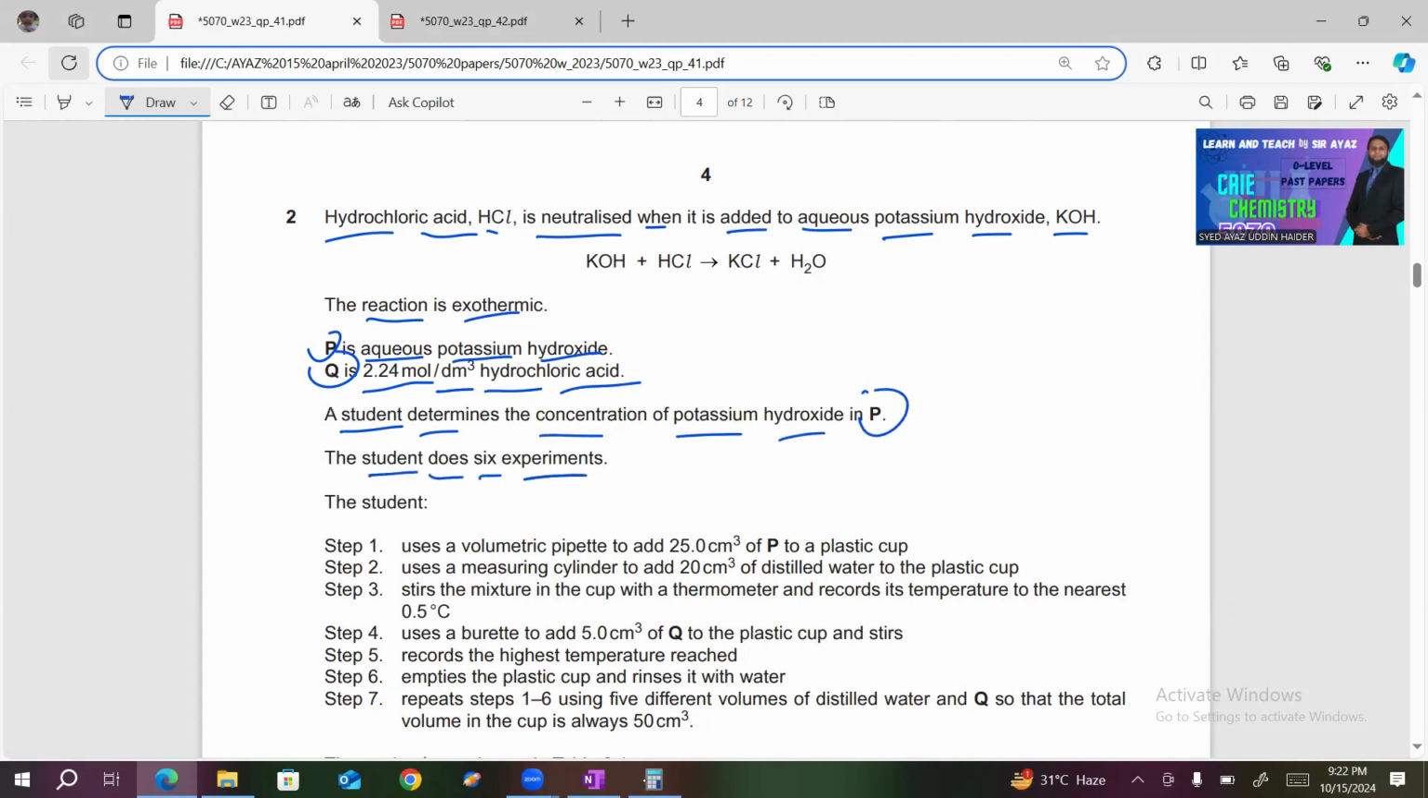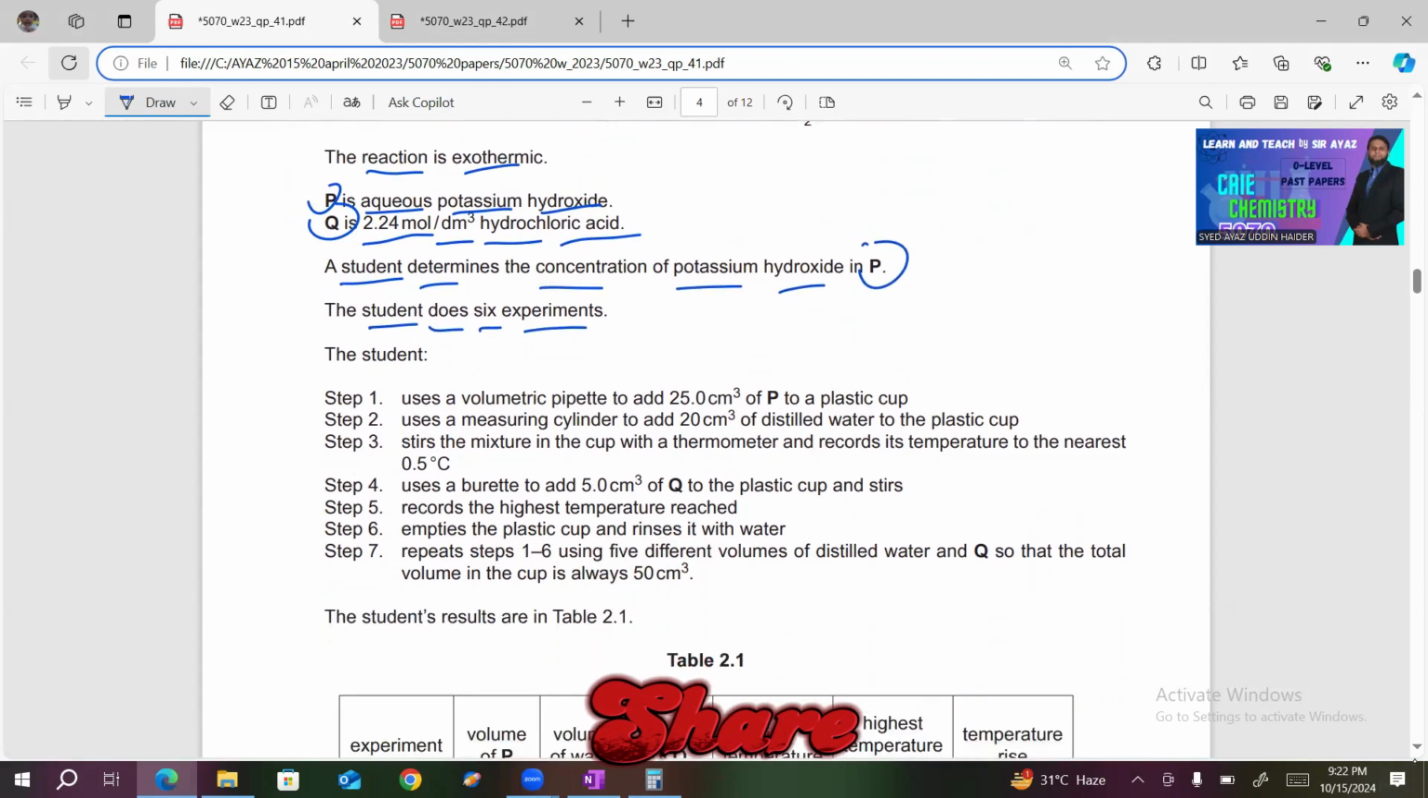Student does 6 experiments. In step number 1, student uses a volumetric pipette to add 25 centimeter cube of P to a plastic cup. Step number 2, uses a measuring cylinder to add 20 centimeter cube of distilled water to the plastic cup. Step number 3, stirs the mixture in the cup with the thermometer and records the temperature to the nearest 0.5 degrees centigrade. Step number 4, uses a burette to add 5 centimeter cube of Q to the plastic cup and stirs.